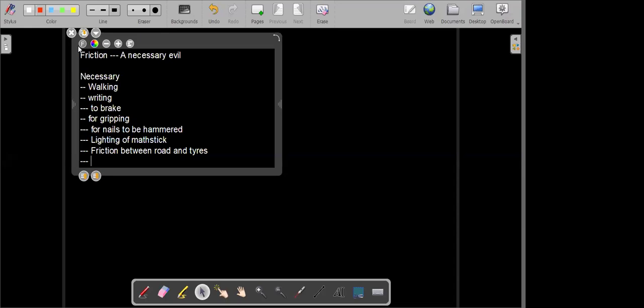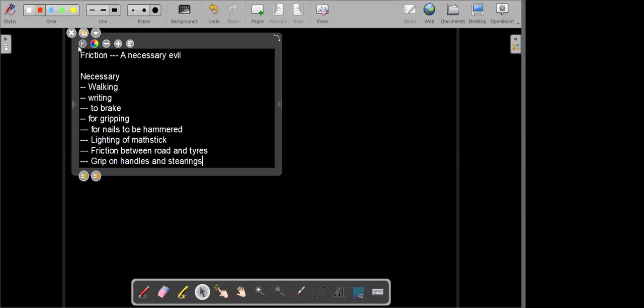So we observe that in our life, everywhere we require friction. Friction is also required as a grip on handles and steerings. So everywhere we observe that friction is necessary, and we have to observe in what quantity, in what amount we require friction.